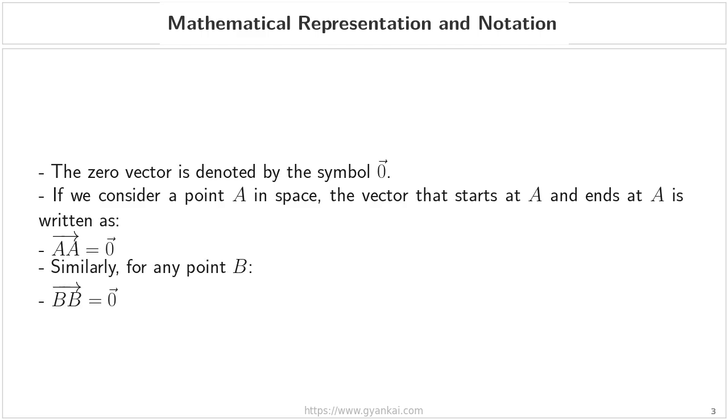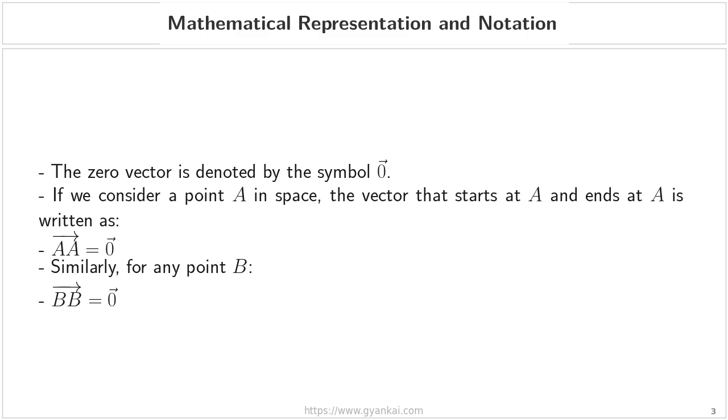This principle applies universally. It doesn't matter which point you choose. If we take any point B and create a vector that starts at B and ends at B, we write vector B to B, which also equals vector 0. As we will see in the next slide, this lack of distance is exactly why the magnitude of this vector is always 0.